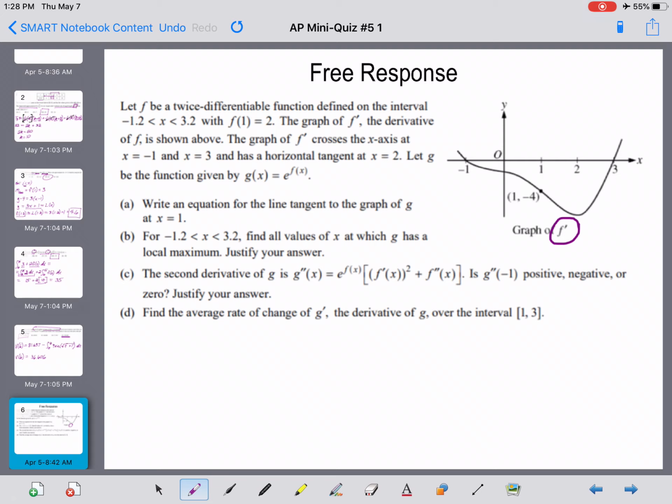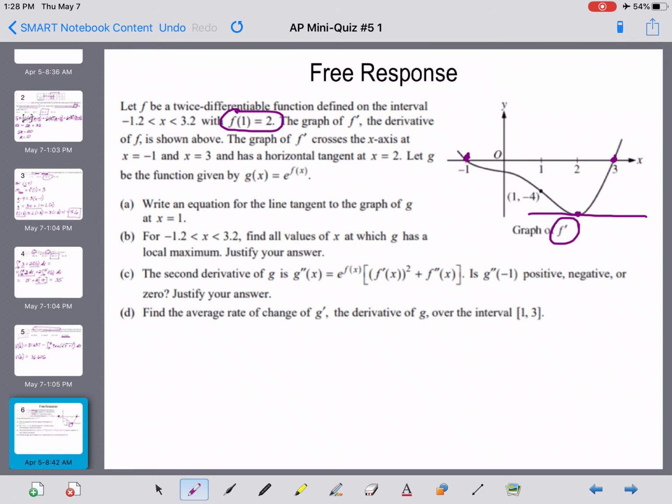So, reading the problem here, f is a twice differentiable function, so both its first and second derivatives always exist on the interval from negative 1.2 to 3.2. This looks like an initial condition right here of f of 1 equals 2, probably important. They've given us the graph of f prime, crosses the x-axis like we probably would have assumed here at negative 1 and again at 3. And we have a horizontal tangent right here at 2. So again, they don't want to leave anything to chance or assumption here. We know that we've got a horizontal tangent line at that spot right there.